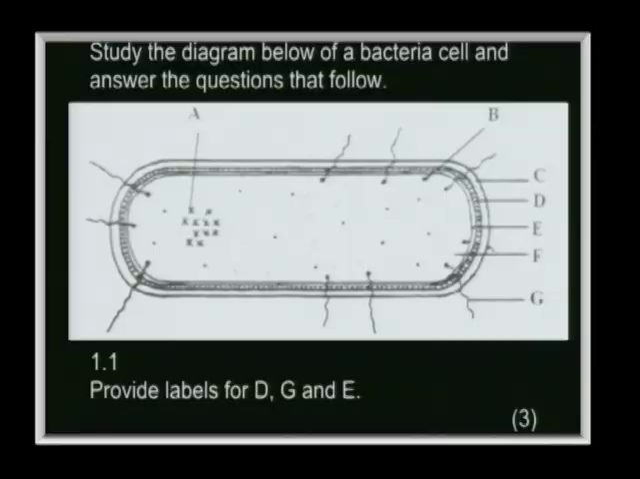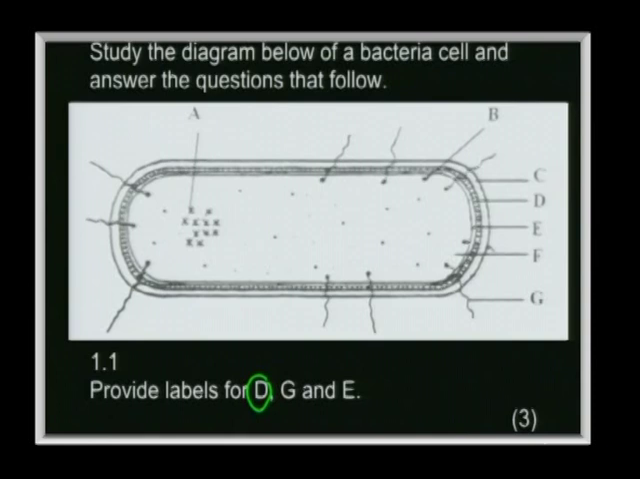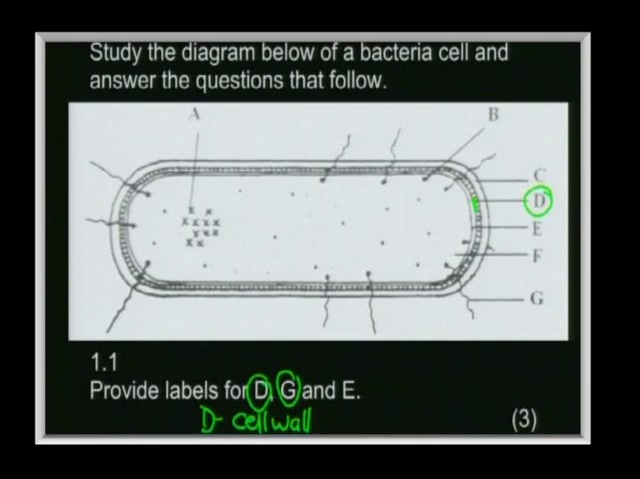Question one. The first question is to provide labels for specific parts. Part D over here is pointing to this layer. D is the cell wall. Letter G over there, the outgrowth. G is the flagella. And letter E, that thin line over there, E is the cell membrane, or you could give the correct biological term here, which is the plasmalemma. Each of those labels will get one mark.